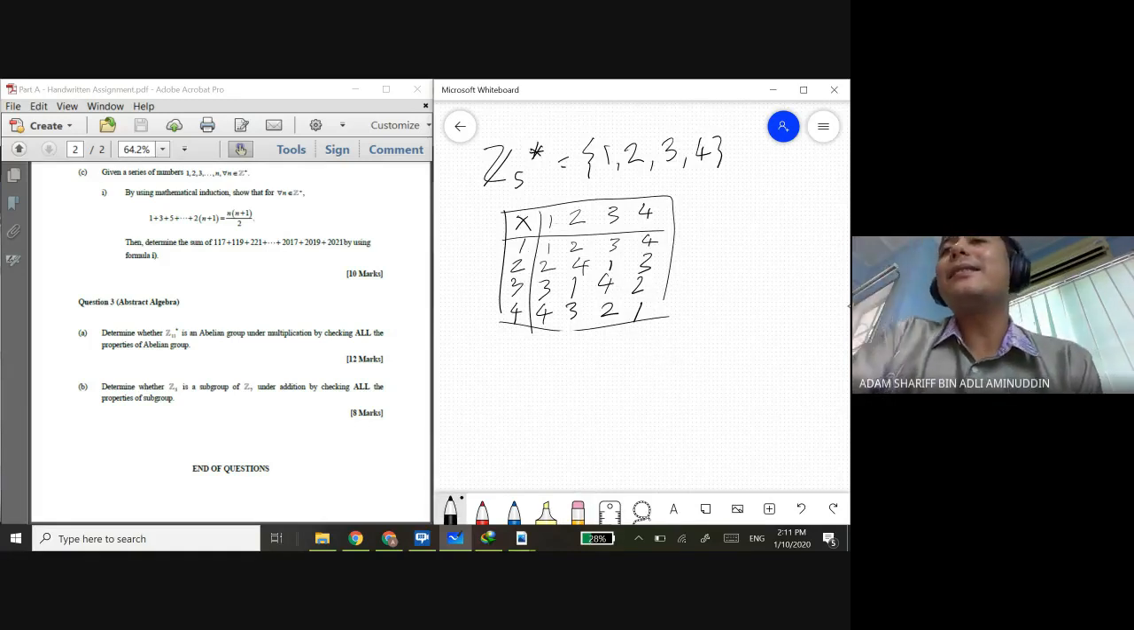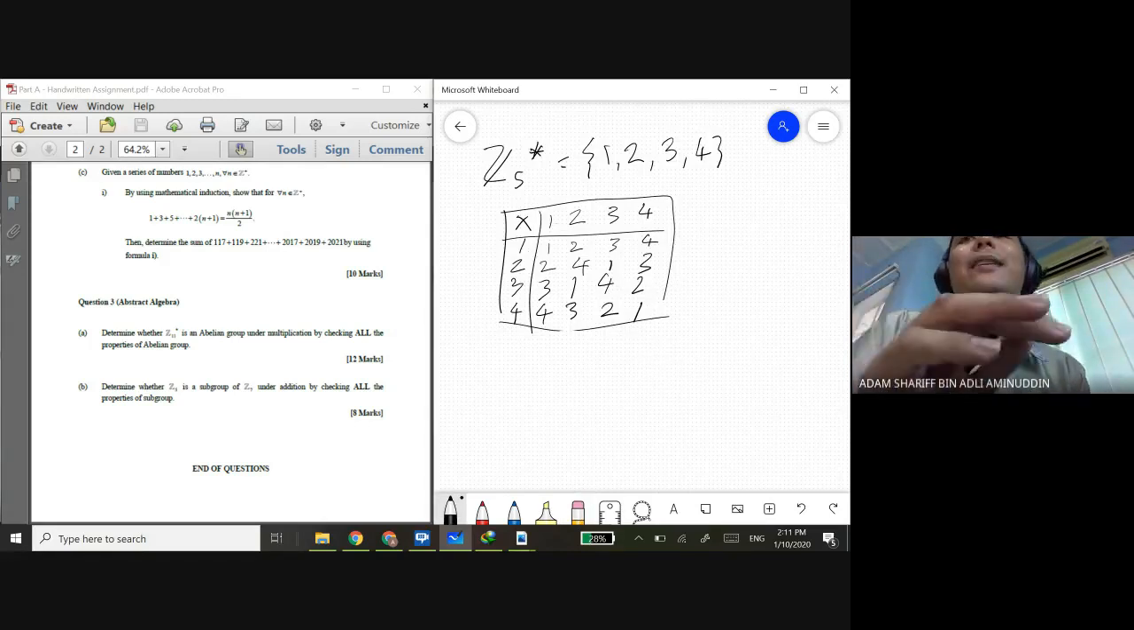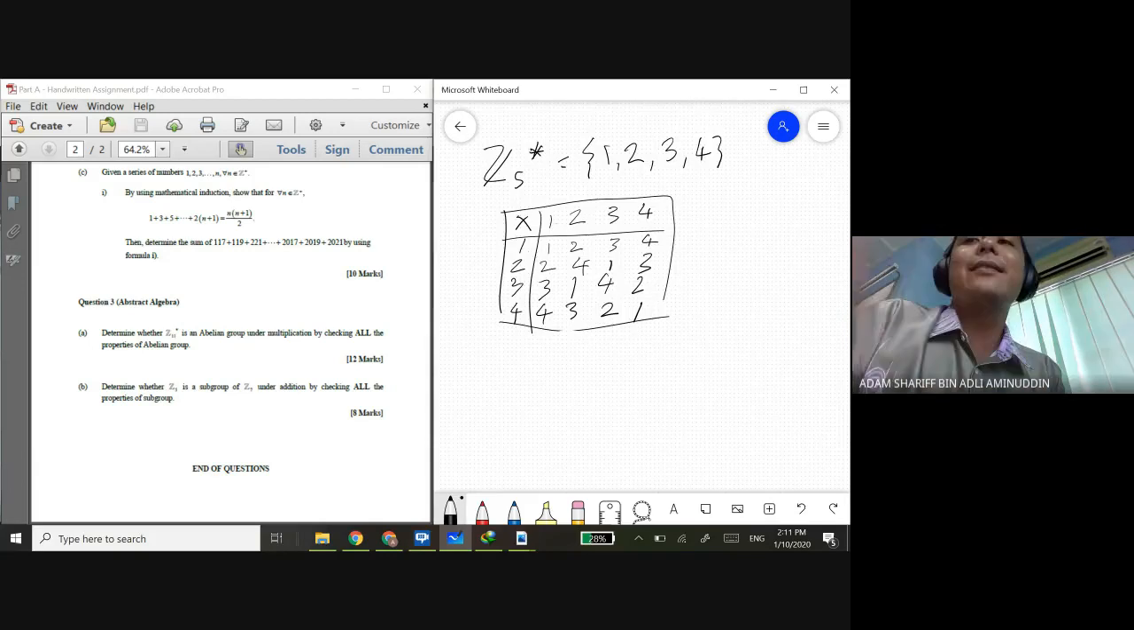Cayley table, always around 2 to 3 marks at most. Please do this correctly.